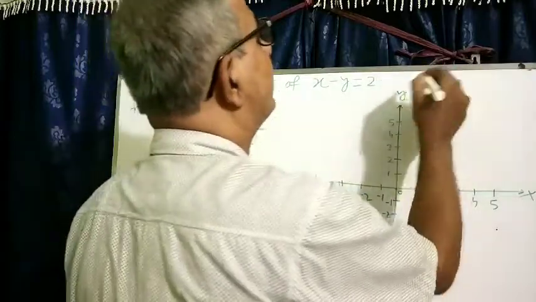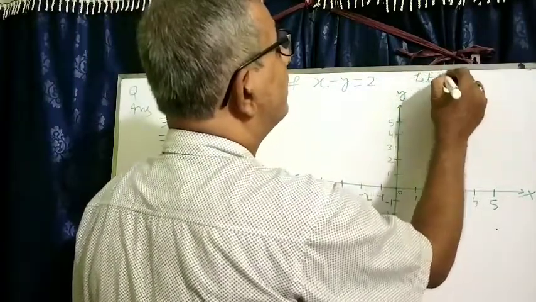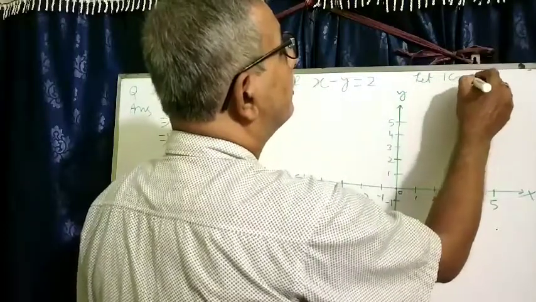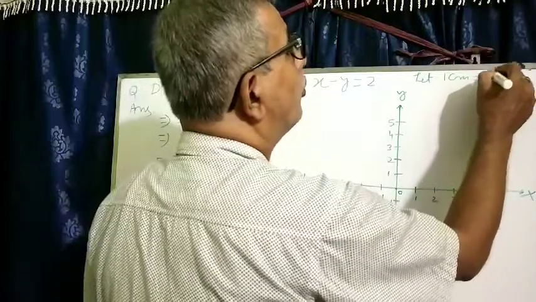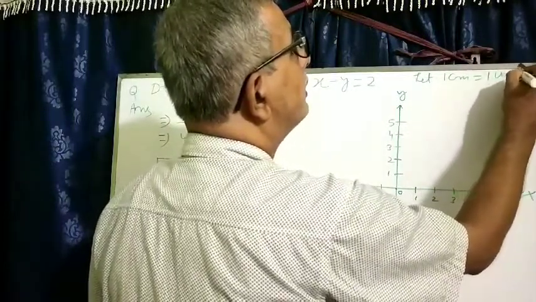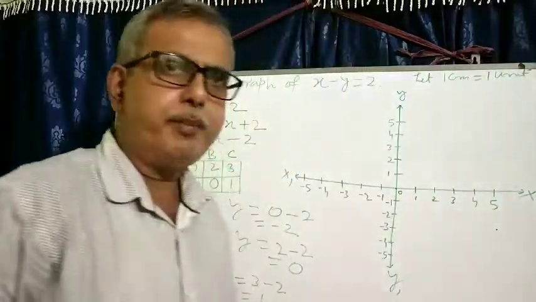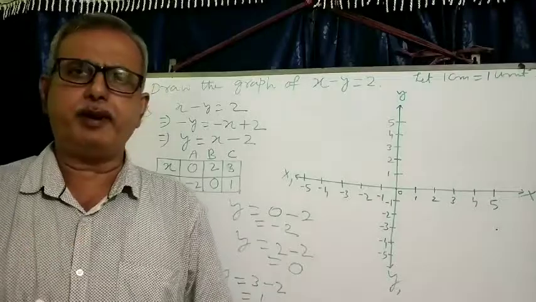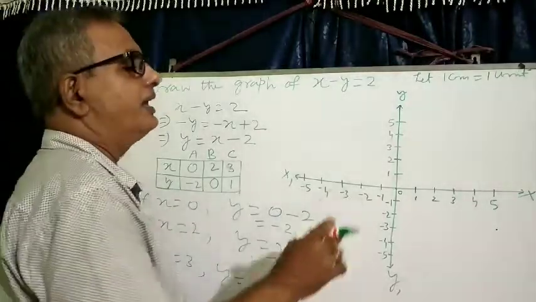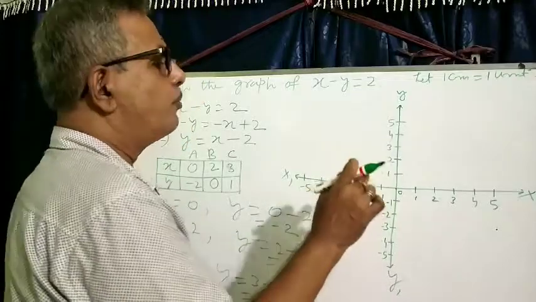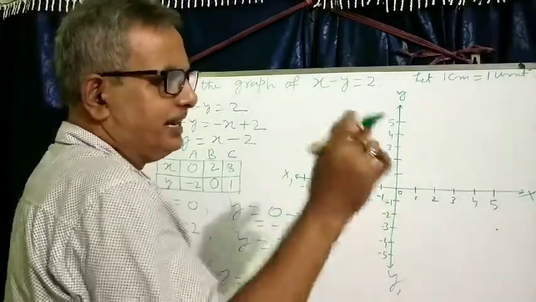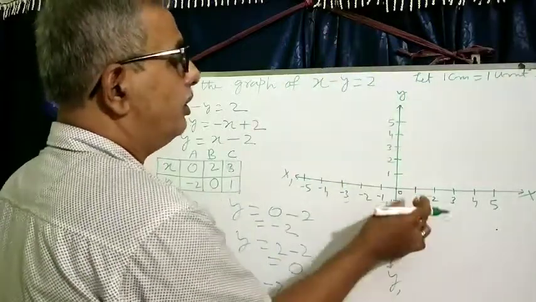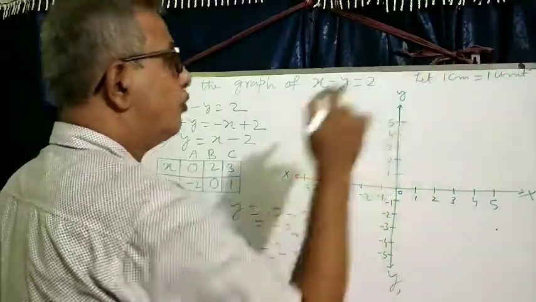Here I am writing the scale. Let 1 centimeter is equal to 1 unit. You remember, when you are drawing the graph on the graph paper, then you may take 5 small squares equal to 1 unit, or 10 small squares equal to 1 unit, like that you will consider. But here what are we taking? 1 centimeter is equal to 1 unit.